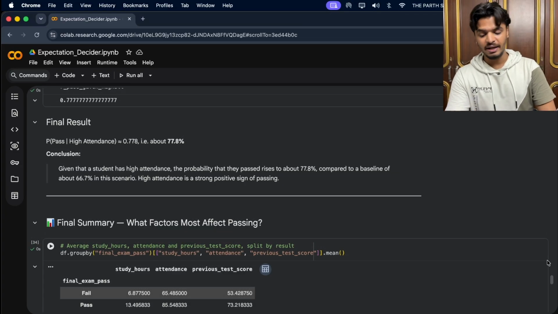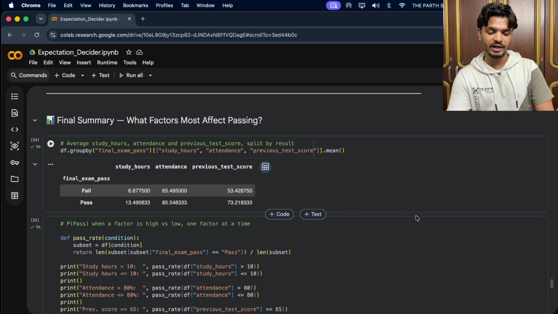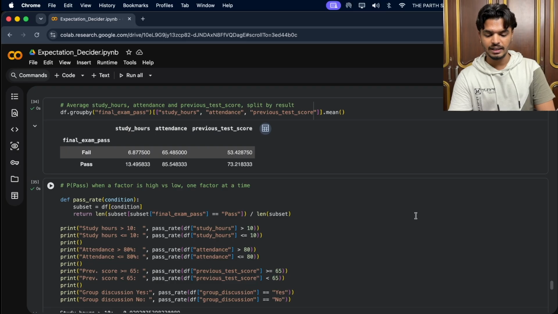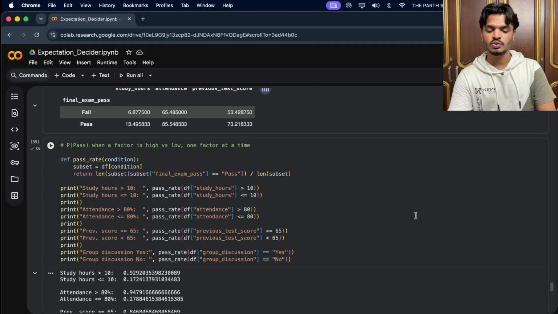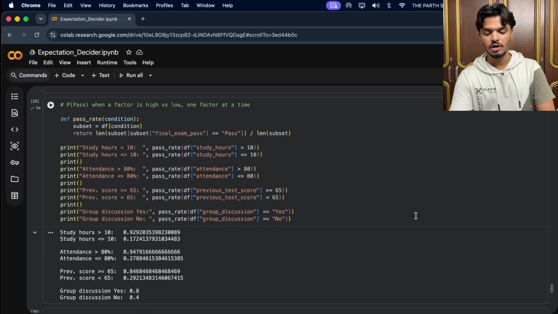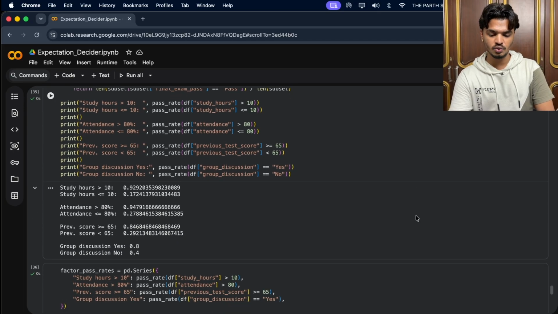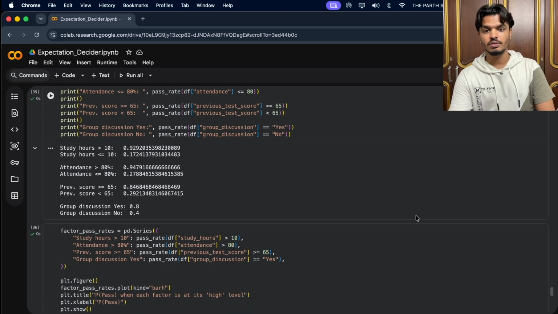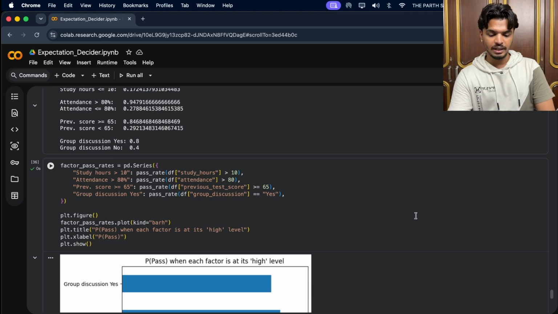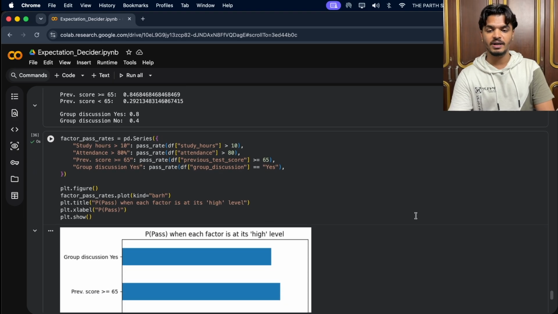So finally, I bring everything together in a summary, comparing all 4 factors, attendance, study hours, previous test scores, and group discussion, by how much they shift the probability of passing. Attendance and study hours turn out to be the strongest factors. Students above the threshold of either one pass more than 90% of the time, compared to under 30% for those below it. Group discussion helps too, but it's the weakest of the 4. So the biggest takeaway from this whole project is that consistent attendance and regular study hours matter more than anything else for passing this exam.